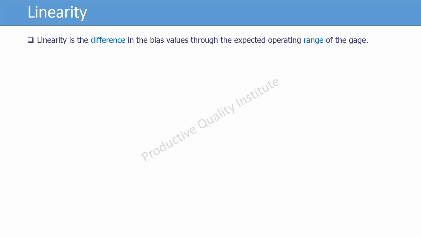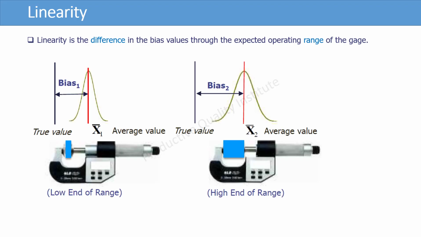Linearity is the difference in the bias values through the expected operating range of the gauge. For each measurement instrument, there is a low end of the range, which is the minimum physical quantity to be measured, and a high end of the range, which is the maximum physical quantity to be measured. The linearity is the difference in the bias when measuring the low and high end of the range.